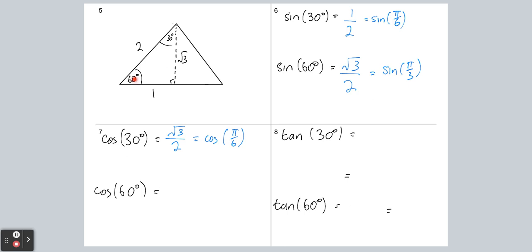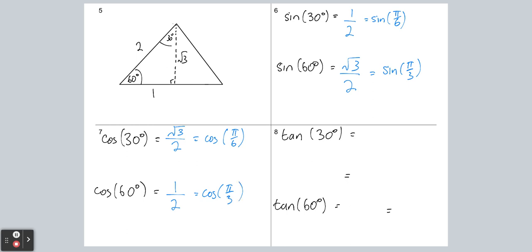Cosine of 60 degrees is adjacent 1 over hypotenuse 2. So the cosine of 60 is 1 over 2. And that's equal to the cosine of pi on 3, the radian measure for 60 degrees.